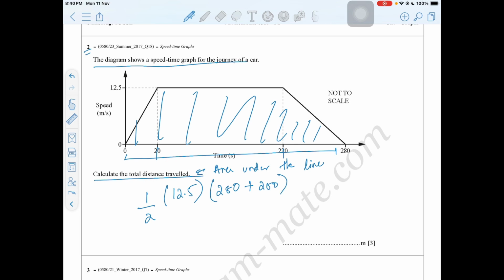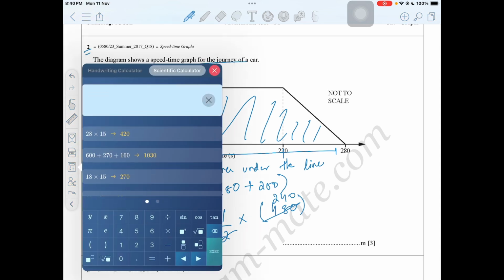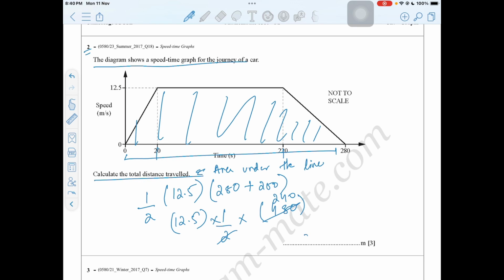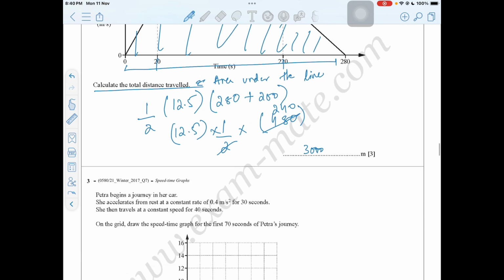So we get 12.5 multiplied by 480. This would be cancelled out. This would be 240. We calculate this: 240 multiplied by 12.5. This would be 3000. So we get our answer as 3000.